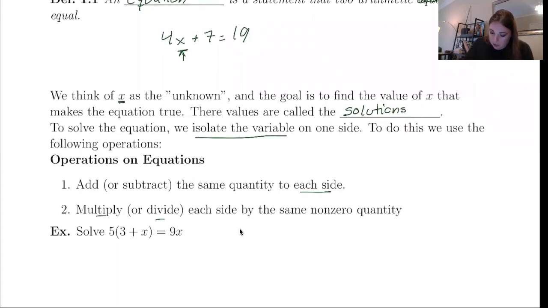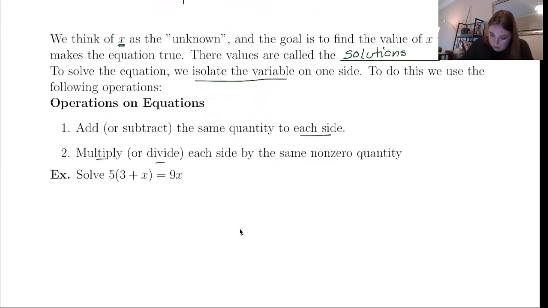Similarly, I need to multiply or divide each side by the same non-zero quantity. If I multiply everything by 0, 0 equals 0, that's boring. That doesn't tell me what x should equal. And I can't divide by 0. So what I do to one side, I have to do to the other for addition, subtraction, multiplication, and division, except if I want to multiply or divide by 0. That's the only exception.